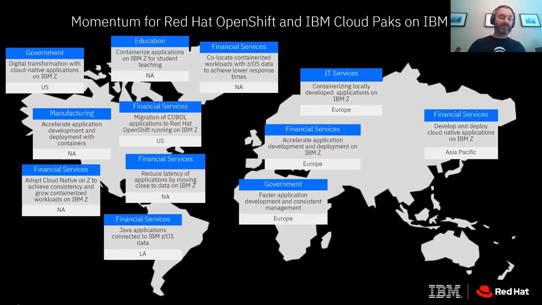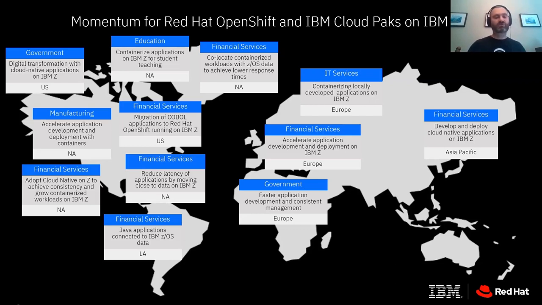So after we GA'd OpenShift on Z more than 18 months ago, the adoption has been phenomenal. It's just been amazing to see the momentum behind this worldwide. We have customers in production. We have about a dozen customers in production today with OpenShift worldwide, across industries, across geographies, and that's despite it only being available for 18 months. And so it's been a really, really good story. And the use cases are very interesting as well.